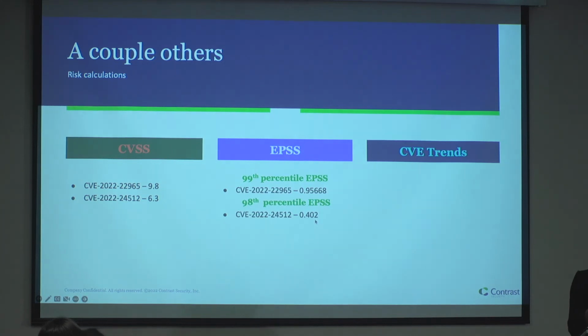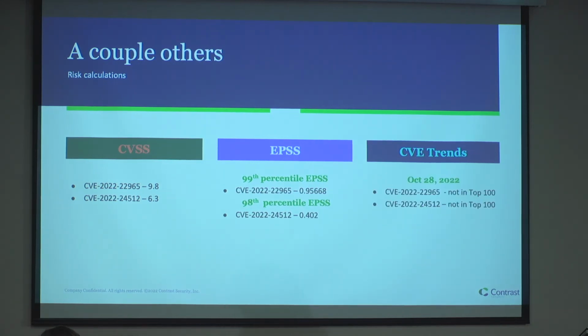I will say our recommendation is anything with a 0.4 or above, you really should try to fix it. Don't let it go too long, right? At 0.4 or higher, the probability of it being exploited is pretty high, because on average, I think these scores are like 0.000. So anytime you see a 0.4 or higher, go ahead and fix that. And interestingly, in the CVE trends, no one's really talking about this stuff because it's old news as of today, not in the top 100. But these are still very vulnerable and exploitable vulnerabilities.